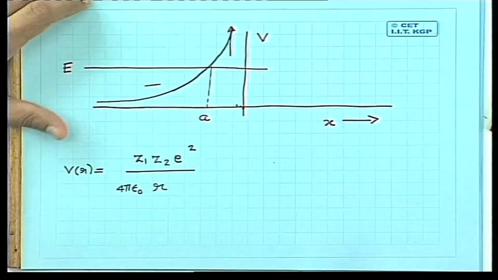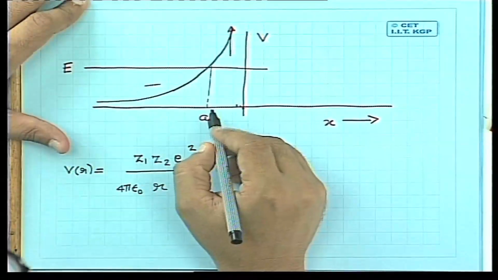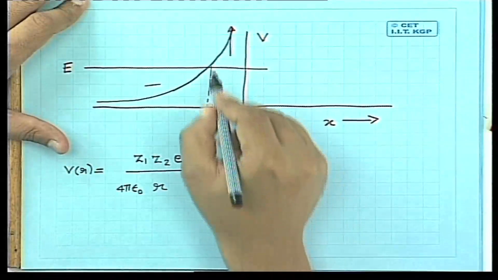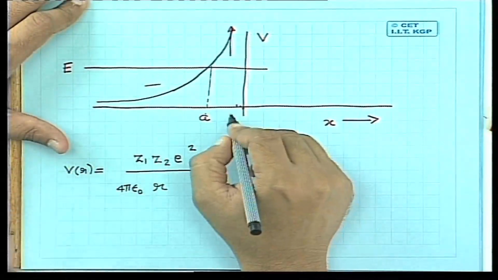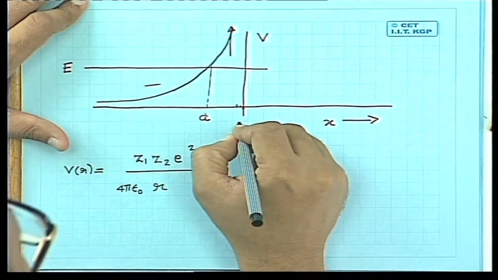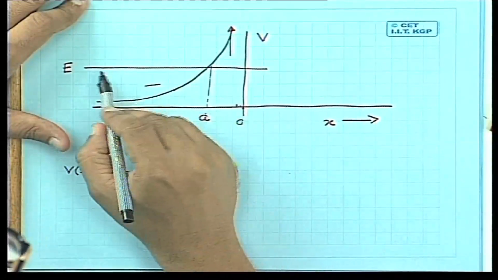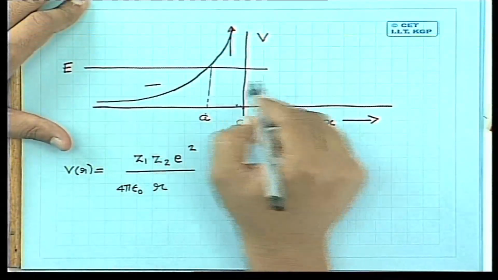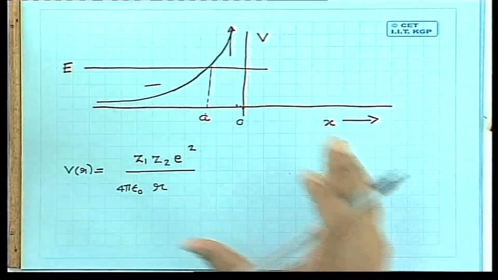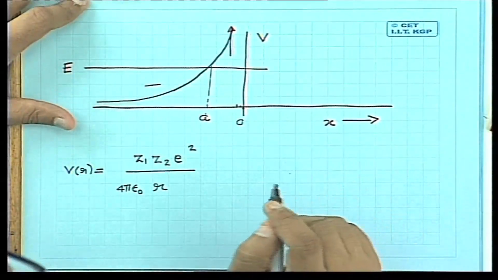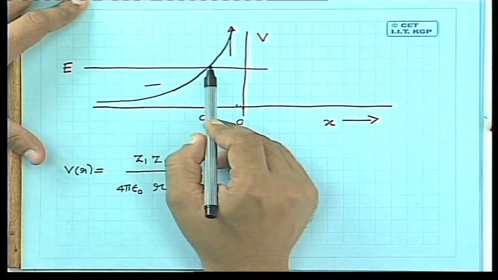So we want to calculate the transmission coefficient from a to 0. Once it can reach 0 or some very small length scale, which we can treat as 0 effectively, the incident particle has gone and merged into the nucleus and the nuclear attraction will hold it there. Okay. So we want to calculate this transmission coefficient.